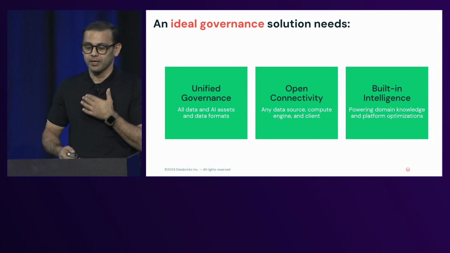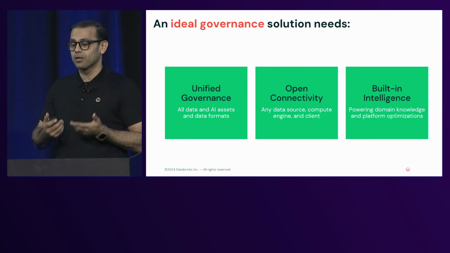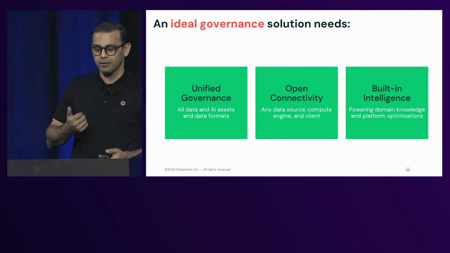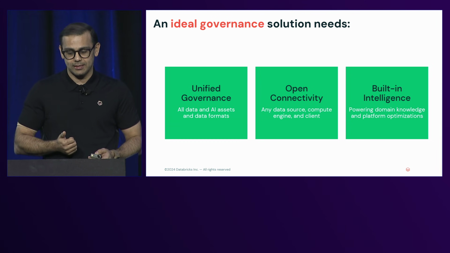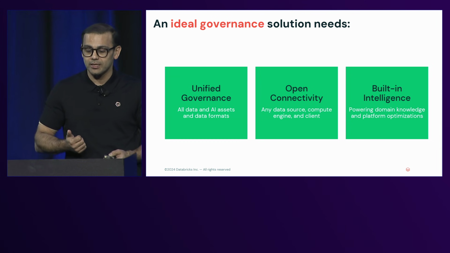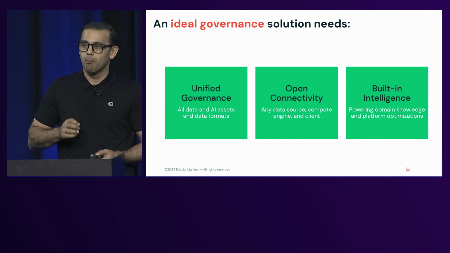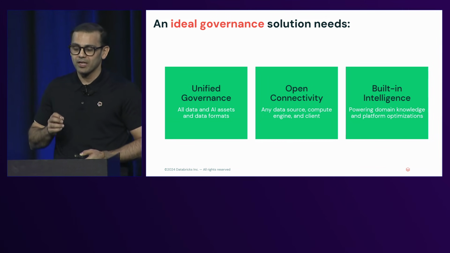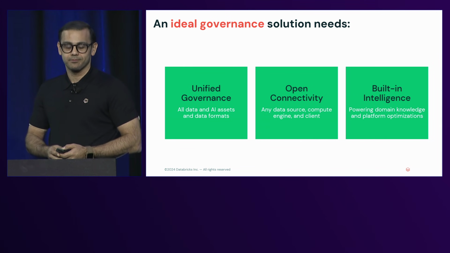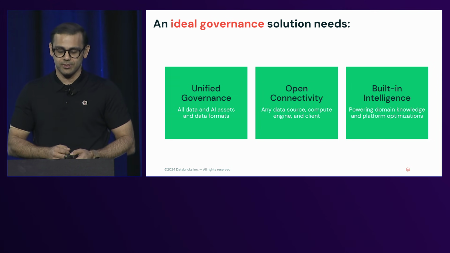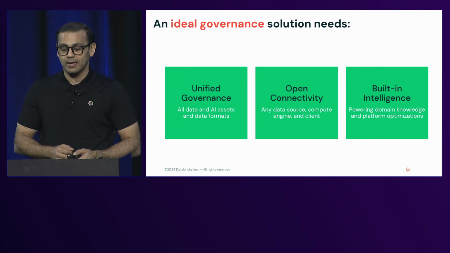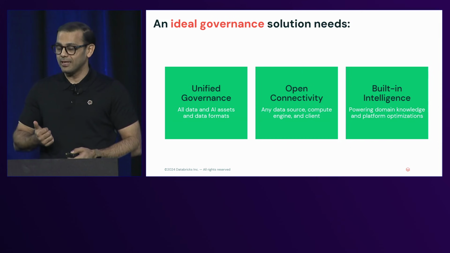Our point of view here at Databricks is that if you create an ideal governance solution from the ground up, it needs three things: unified governance across data and AI assets, and open formats, so that organizations have complete visibility, monitoring, security, and compliance across all their data sets. Open connectivity, so that teams can connect to any data source and can access their data and AI assets from any tool, any engine, or any platform.